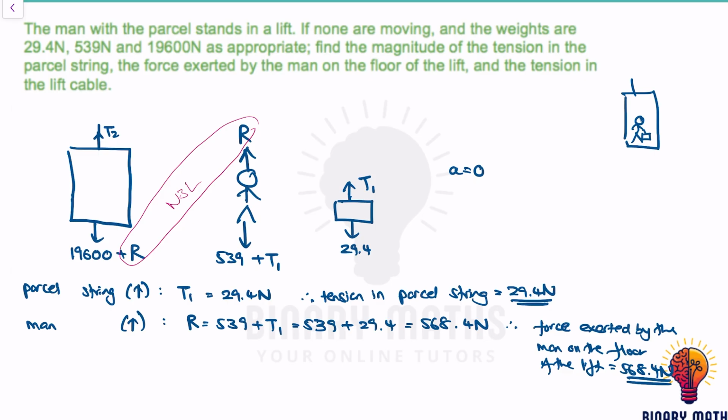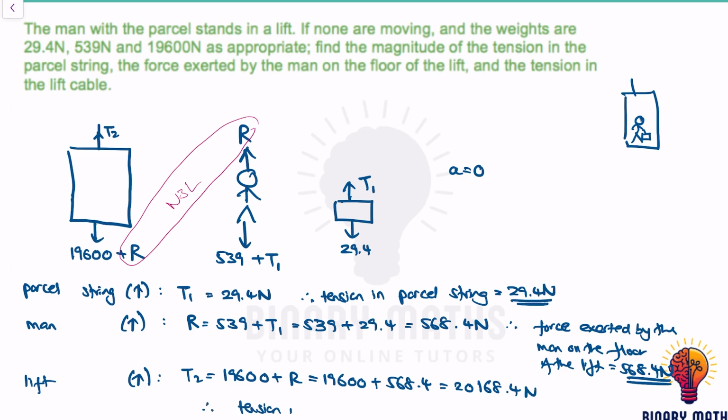Now, if we look at the lift and resolve the forces vertically, then we know T2 must be equal to, because it's not moving again, forces acting downward, which is 19,600 plus R, which is equal to 19,600 plus 568.4, which is equal to 20,168.4 newtons. Therefore, tension in lift cable must be equal to 20,168.4 newtons.